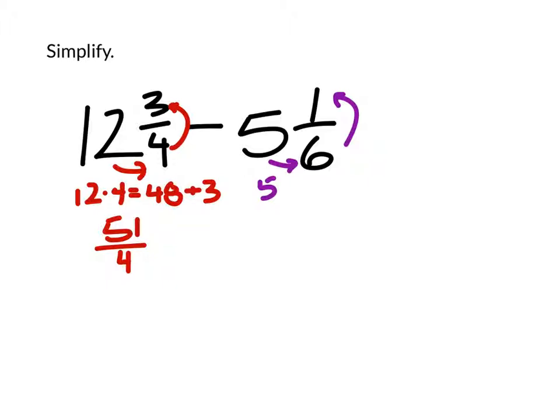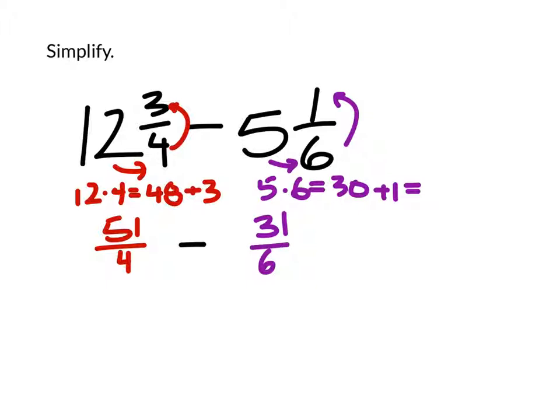5 times 6, that would be 30. 5 times 6, I should show that. 5 times 6 is 30. And then we'll add the 1, and that gives us 31 in sixths. So we're going to subtract these, but again, don't forget to get the common denominators.